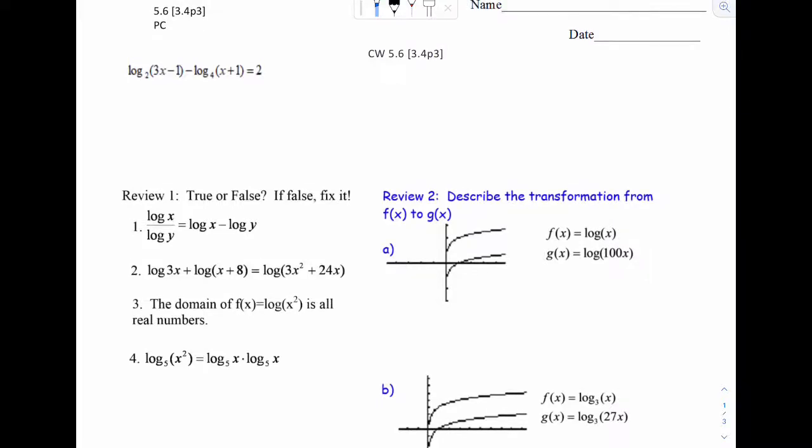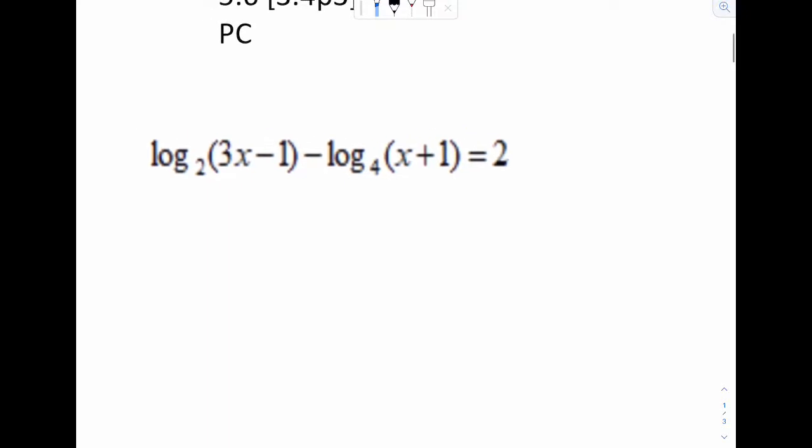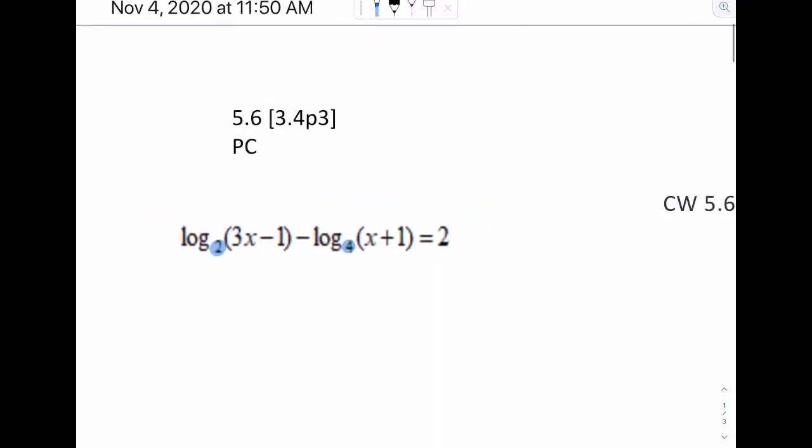Welcome to CW 5.6. To start, we're going to try this advanced problem right here. Notice already that this is a log equation, but the bases are different. So to do this problem, there's actually a secret property we're going to talk about today. The log base a of b is actually equal to log base a to the n, b to the n.